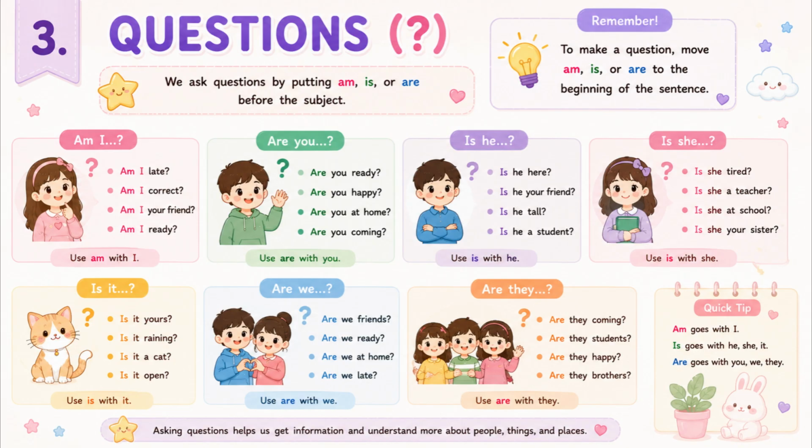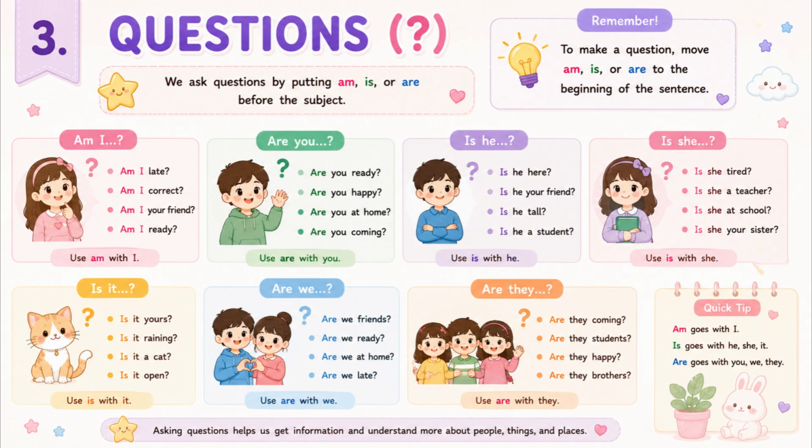Next, are you? Are you ready? Are you happy? Are you at home? Are you coming? Remember, we use are with you. Next, is he? Is he here? Is he your friend? Is he tall? Is he a student? Remember, we use is with he.